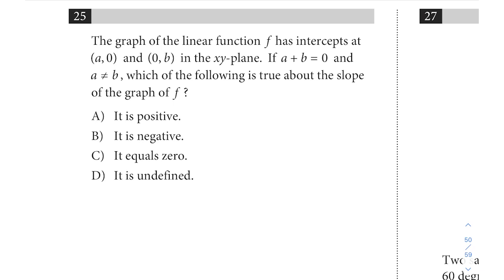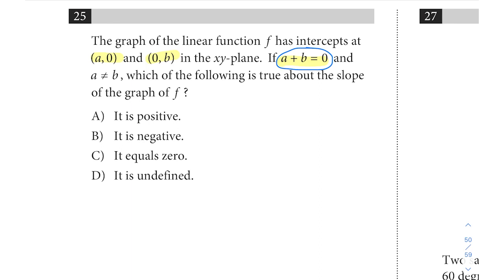Hi, this is Chris, and we are taking a look at questions 25 through 27 here in section 4 of SAT Practice Test 2. So for 25, it says the graph of the linear function f has intercepts at (a, 0) and (0, b) in the xy plane. If a plus b equals 0 and a is not equal to b, which of the following is true about the slope of the graph of f?